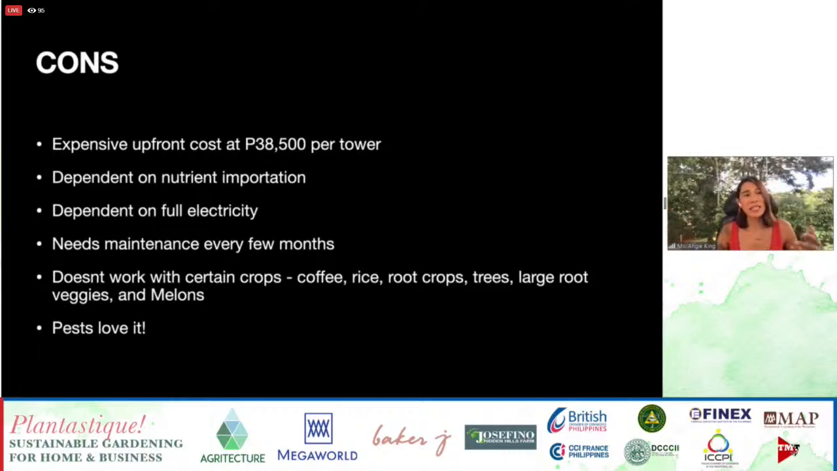So if the power goes out and you don't have a backup power system or generator, because there's no soil medium to keep moisture, the roots will dry out and the plants will wither and die. Also, every few months, it does need maintenance to clean the root systems from the pump, so it doesn't plug the pump system. We also remove any algae that's growing. And the limitations are, it doesn't work with certain crops like coffee, rice, root crops, trees, any trees or fruit, vegetables with big roots, and melons for some reason. And the pests absolutely love it.